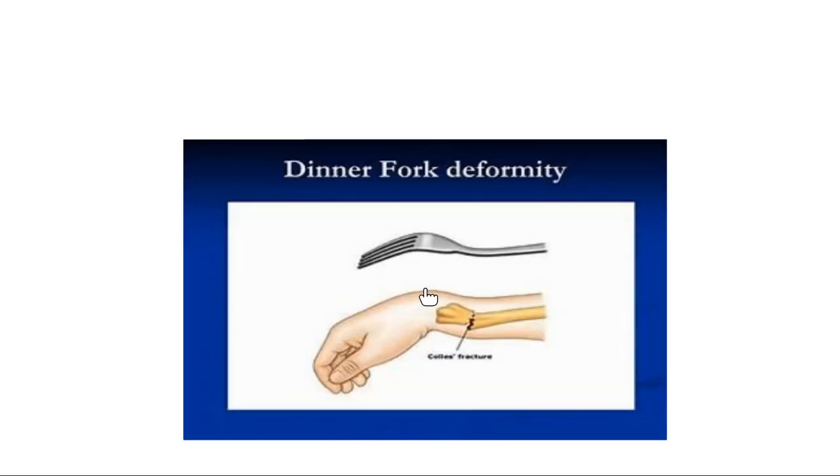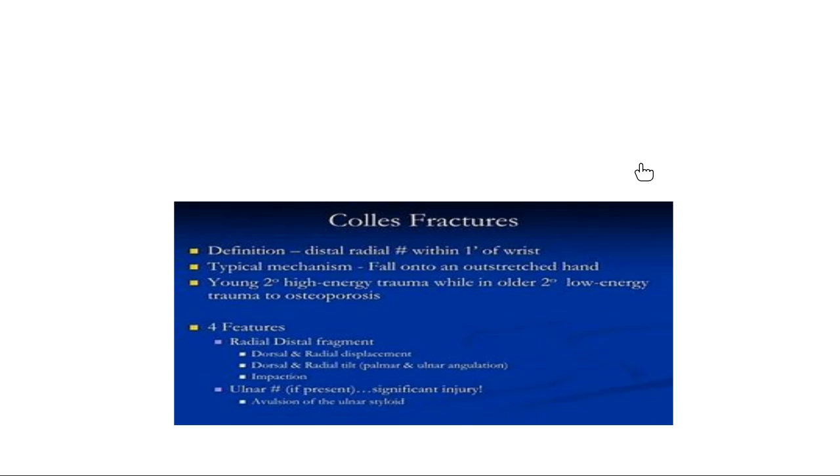And classically, the fracture is said to have a dinner fork deformity. And here you can see the classic dinner fork, and you can transpose that here and see the deformity that you get of the wrist. And this description was done before X-rays were invented. So that's the classic deformity you get with a Colles fracture.